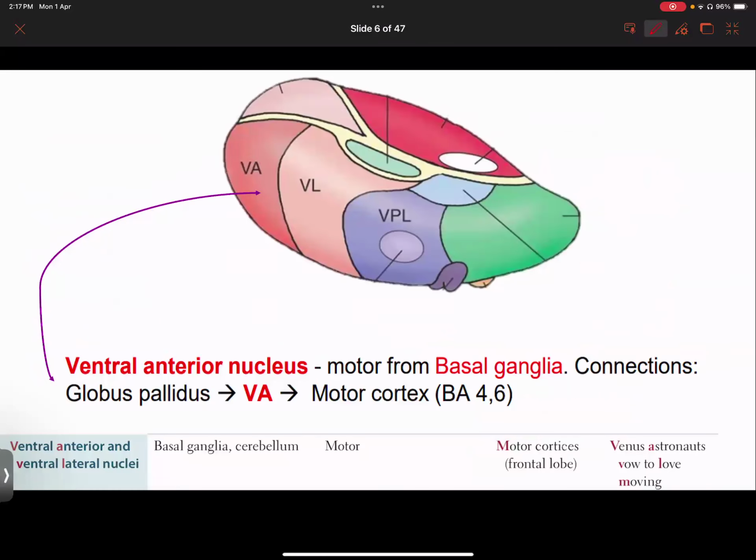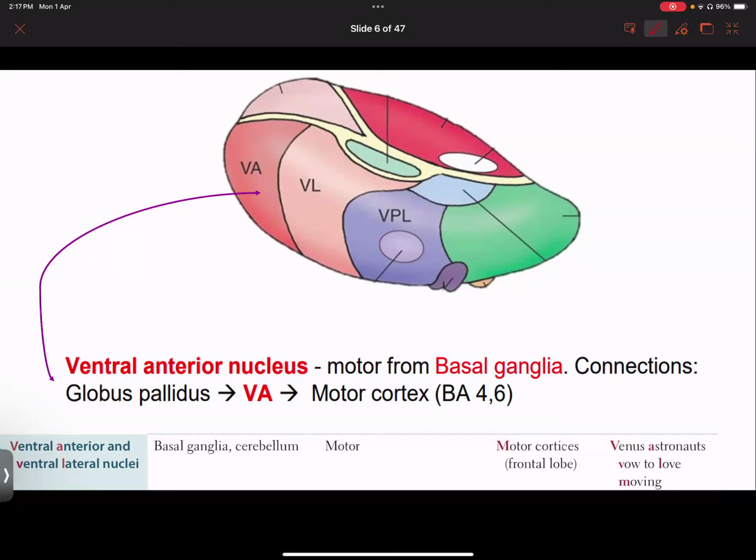Tamam? Then VA and VL are easy, they're both motor. VA is for basal ganglia. VL is for cerebellum. VL basically crosses the midline, so any lesion there is going to cause contralateral motor deficits.